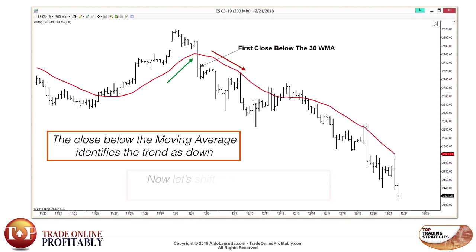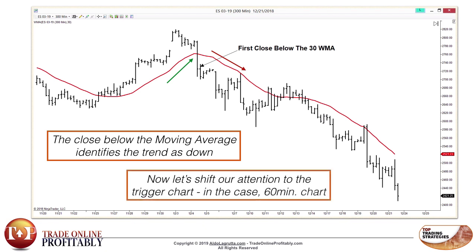Our job now is to switch our attention to the trigger chart, which in this case, respecting the factor of relation by 5, is the lower time frame of 60 minutes. If we were scalping, we would be using a 5-minute trigger chart combined with a 25-minute chart as a reference frame. That's our dual chart trend system.